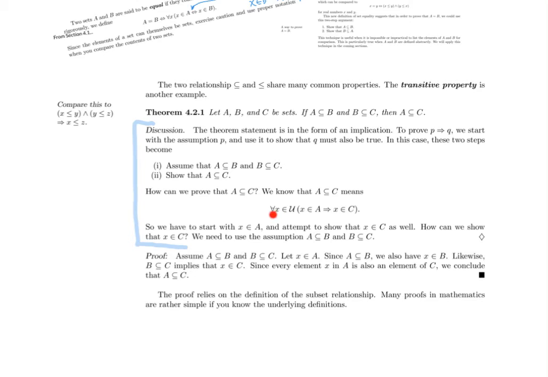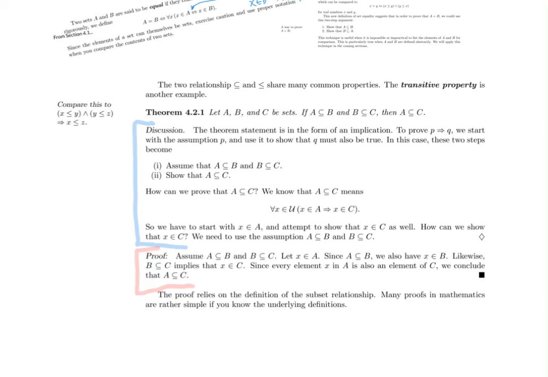When you're trying to prove something like this, you start with an arbitrary element in the set that you're starting with. So we're starting with x in A, and we're going to have to somehow show that that same x has to be in C. Let's go right to the proof then and see how exactly that is accomplished.